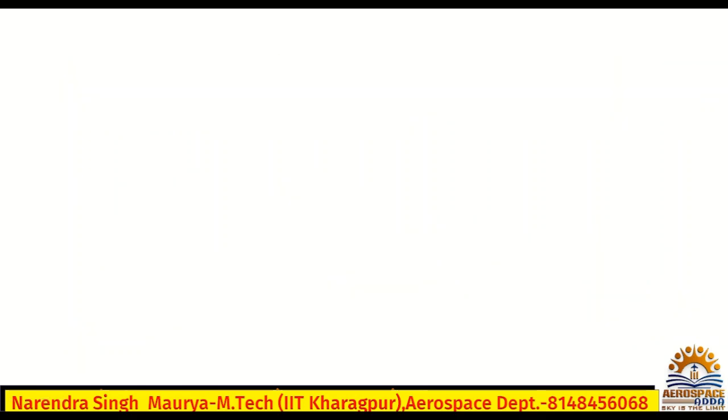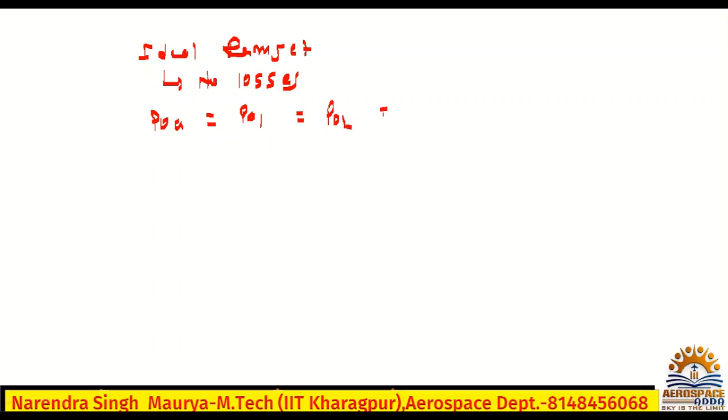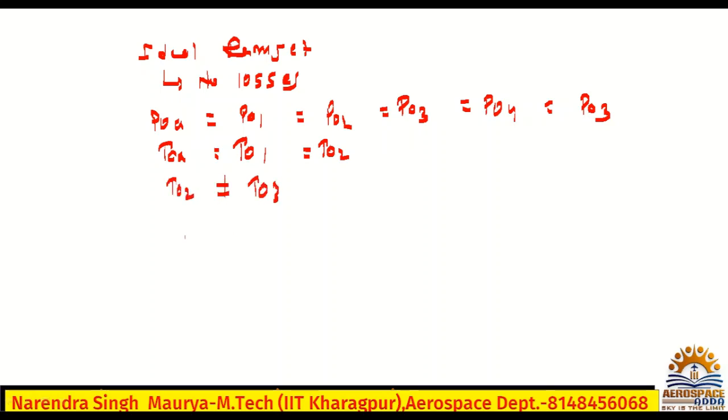See, if I say ideal, ideal ramjet means no losses. So total pressure must be the same: P naught A is equal to P naught 1 is equal to P naught 2, P naught 3, P naught 4, and P naught E. Similarly, total temperature must also be the same, except T naught 2 is not equal to T naught 3. I will show you the diagram so it will be more clear. And T naught 3 is equal to T naught 4 is equal to T naught E.